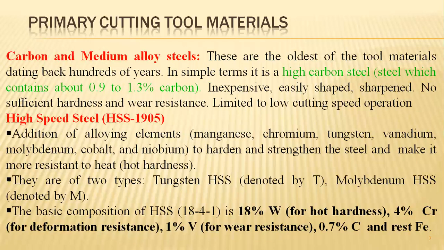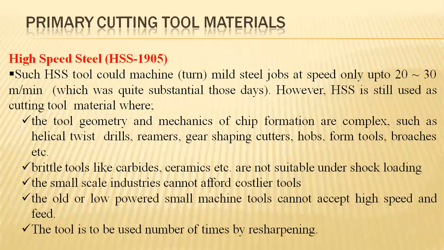The basic composition of this HSS, especially for the hot hardness, is 18% tungsten, 4% chromium for deformation resistance, 1% vanadium for wear resistance, and 0.7 percent carbon for the stiffness of the tool, and the remaining percentage is ferrous.